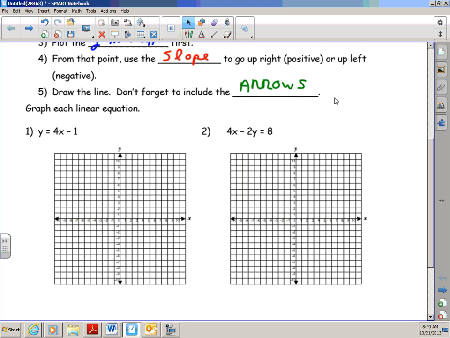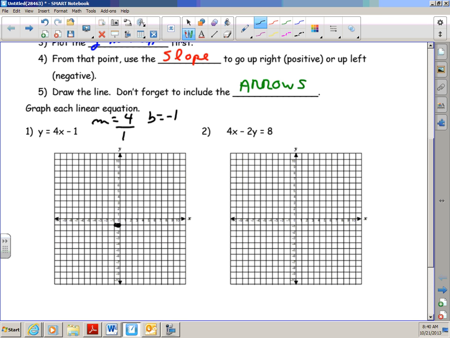So let's graph each linear equation. Y equals 4x minus 1. We can identify the slope, which is 4, and the y-intercept, which is negative 1. So I can first graph the point 0, negative 1, which is on the y-axis, because that is my y-intercept. Now, as it says above, from that point, I want to use my slope for movement. My slope is 4. We always want to write our slope as a fraction. And since there's no denominator, it is a denominator of 1.